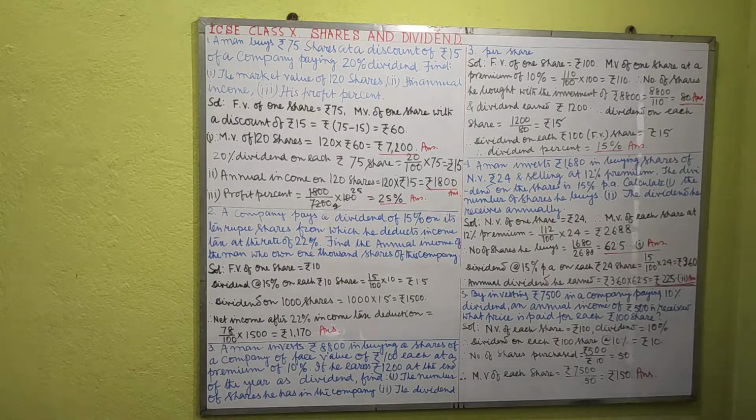Question number 5. By investing rupees 7,500 in a company paying 10% dividend, an annual income of rupees 500 is received. What price is paid for each rupees 100 share?